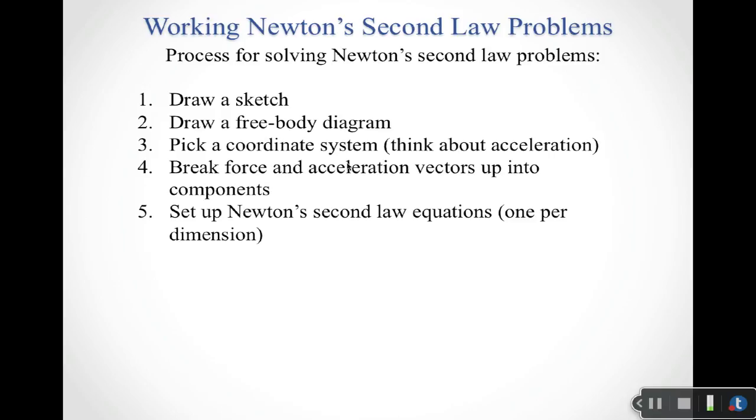Then we're going to set up Newton's second law equations, and again, because Newton's second law is a vector problem, we have one equation per dimension. If all of our forces lie along a single line, then we just have a one-dimensional problem. If we've got stuff pointing horizontally and vertically, then we've got a two-dimensional problem. You could run into problems, not likely in this class, where stuff points in all three dimensions, and then you'd have three equations. So we're going to set up the correct number of equations depending on how many dimensions we've got in our problem.